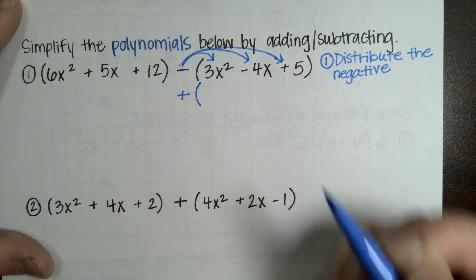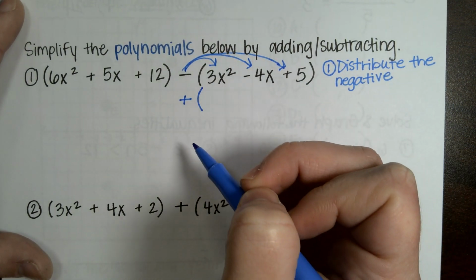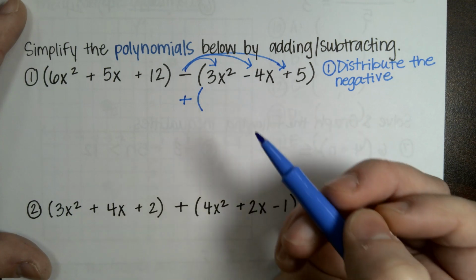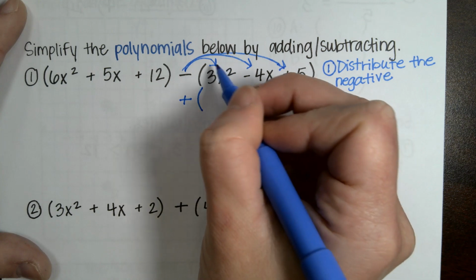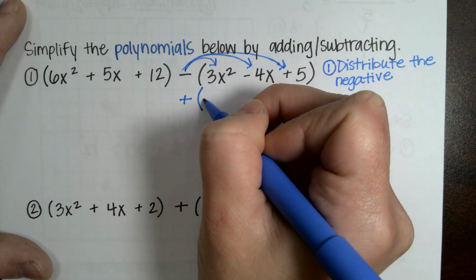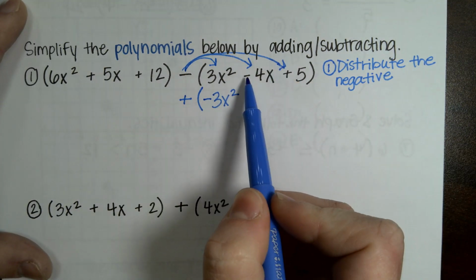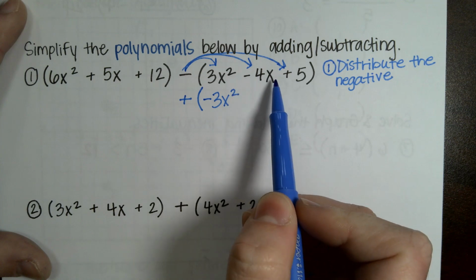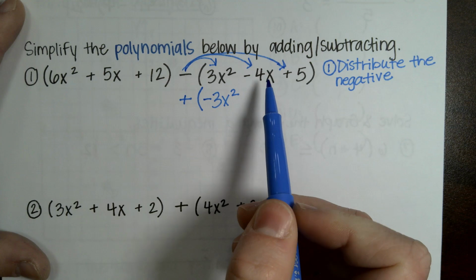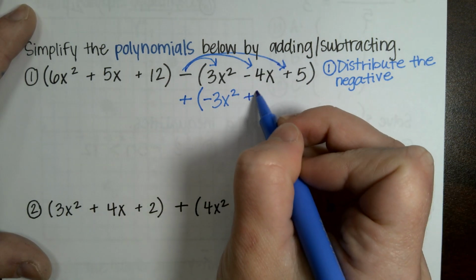And we're going to look one term at a time. I have 3x squared. What does that become? Negative 3x squared. We started with a positive. When we multiply by a negative, it becomes a negative. So I have negative 3x squared. Then I have minus 4x or negative 4x. What happens when I multiply a negative by a negative? I get a positive, a plus. So minus 4x becomes plus 4x.